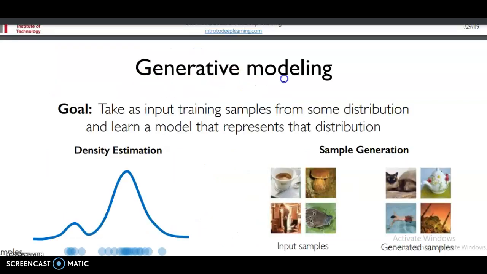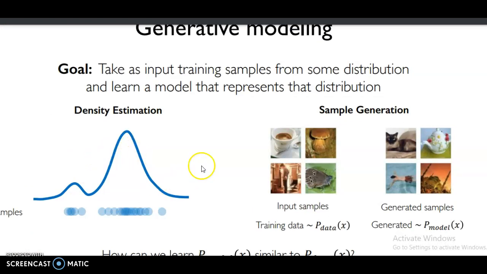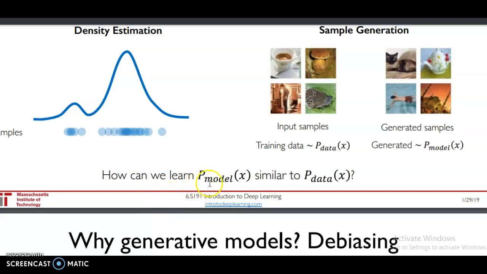Generative modeling. In deep learning, the goal is to take as input training samples from some distribution and learn a model that represents the distribution. Density estimation, sample generation: input samples, generated samples. Training data is approximately P data of X, generated samples are P model of X. How can we learn P model of X similar to P data of X?